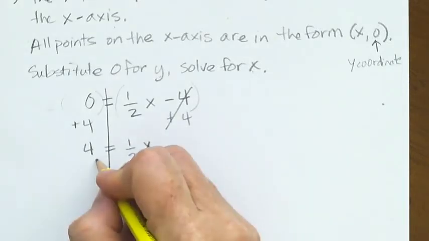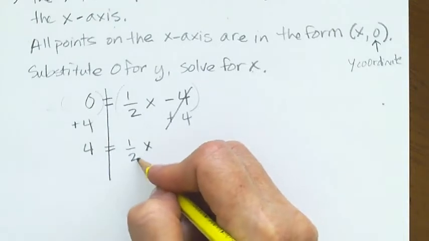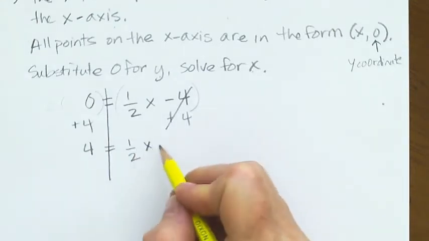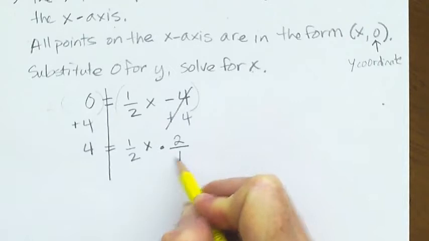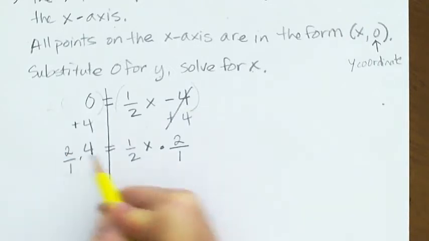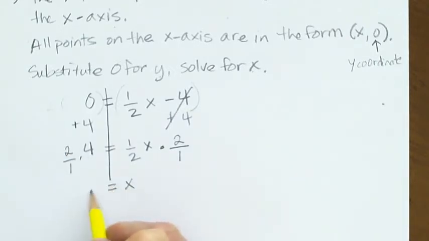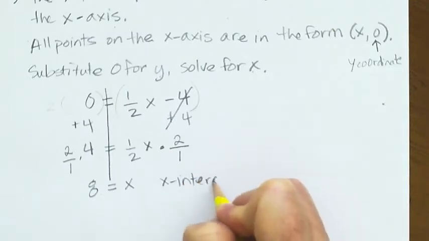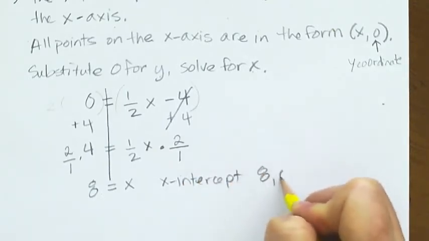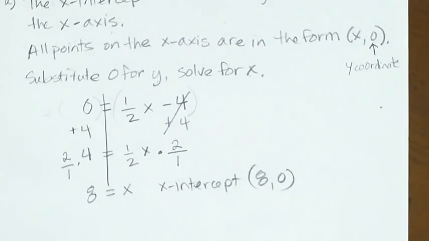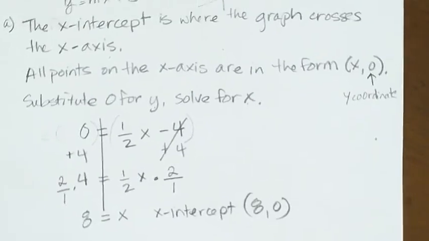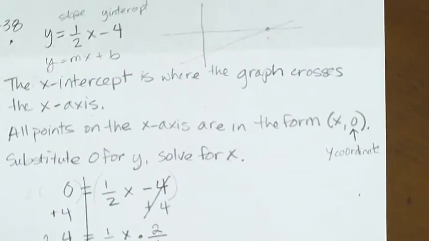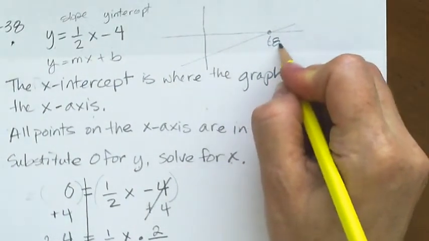Here we have 1/2 x equals 4. I'm going to divide by 1/2. Dividing by 1/2 is the same as multiplying by 2 over 1. So that's going to give me x equals 8. So my x-intercept is (8, 0). So going back to this sketch that I did in the beginning of the problem, this graph is hitting the x-axis at (8, 0).